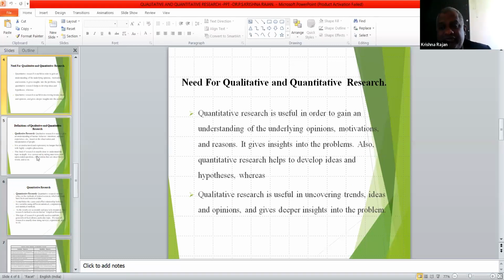All of us should understand why there should be a need for qualitative and quantitative research. We have been speaking quite often since 6 months. We have to apply qualitative and quantitative research. Now we'll understand what is the need for qualitative and quantitative research.